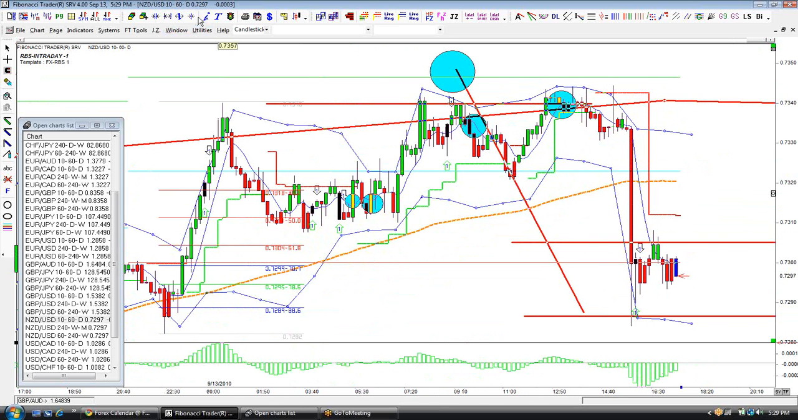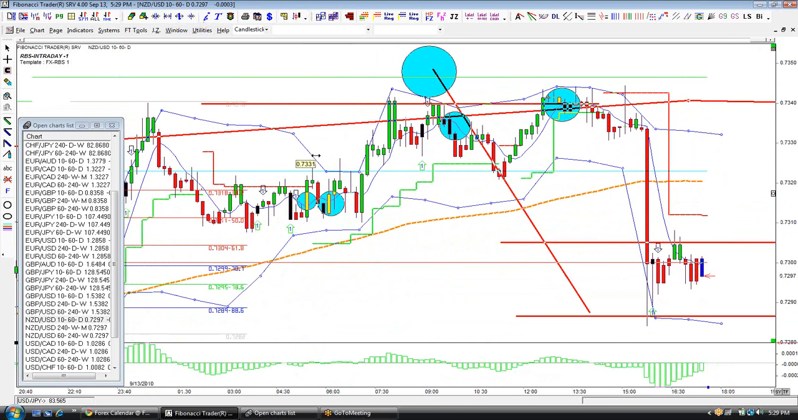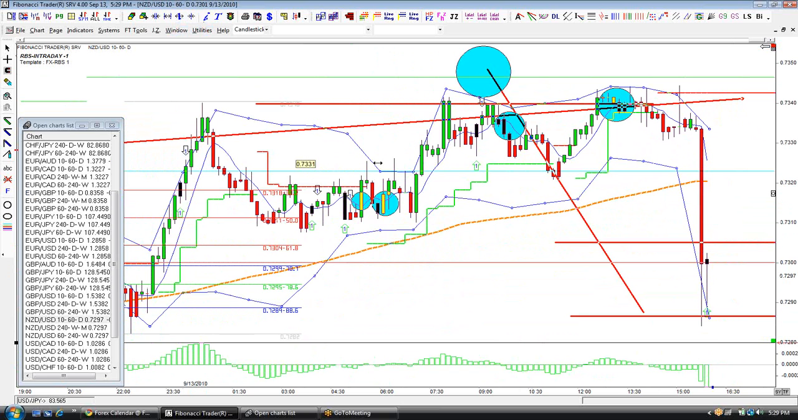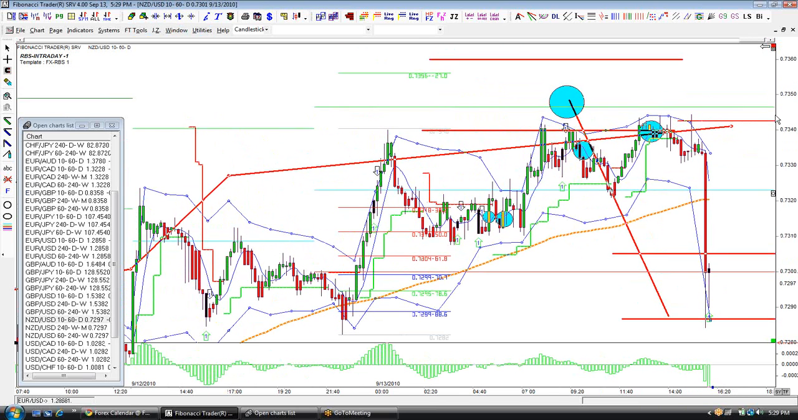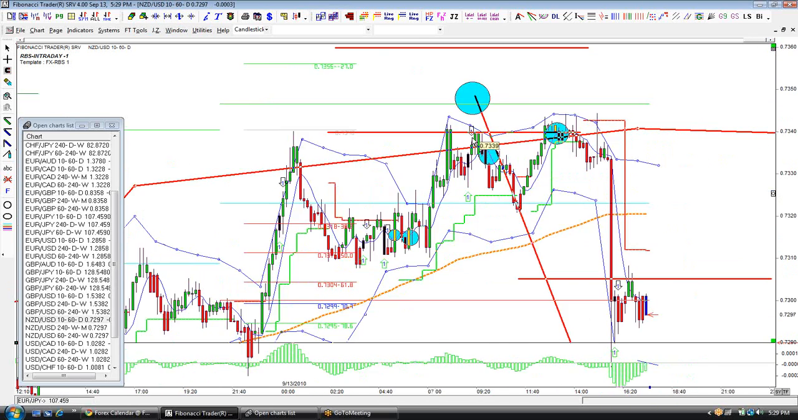New Zealand entry, New Zealand dollar entries from this morning. A couple of bullish signals. We're taking profit at the first high. Then our second target is stopped out by the trailing stop.